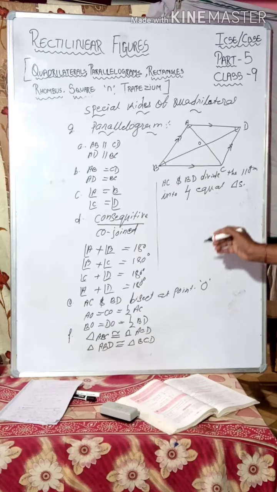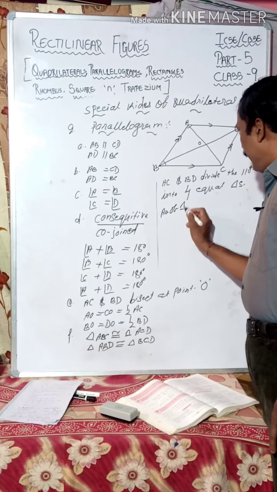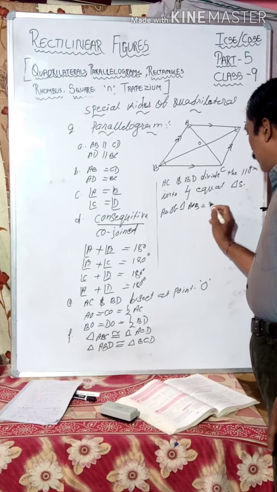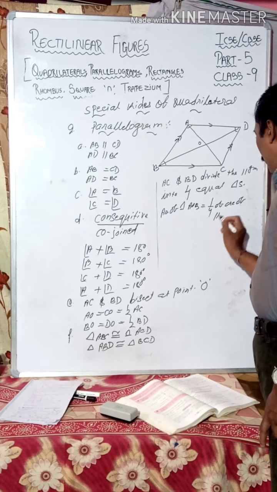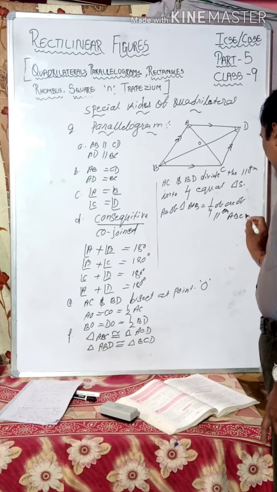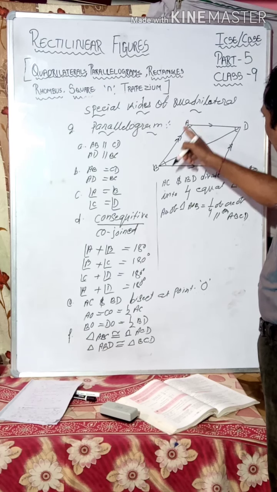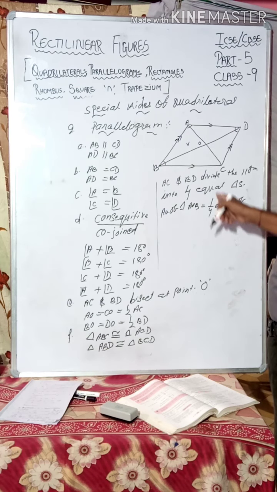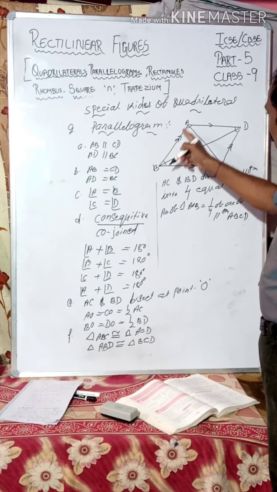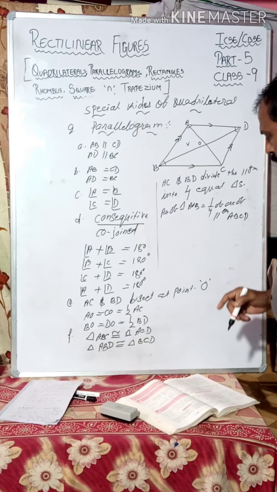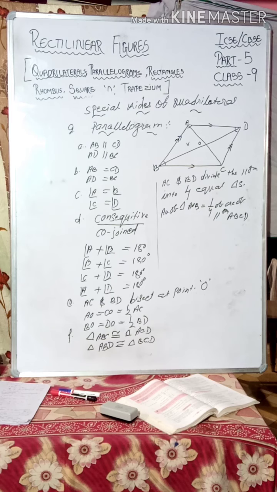And so we can write here: area of triangle AOB is equal to 1/4 of the area of parallelogram ABCD. And area of triangle ABC is equal to half of parallelogram ABCD. These are the points. Now once again we discuss these points.